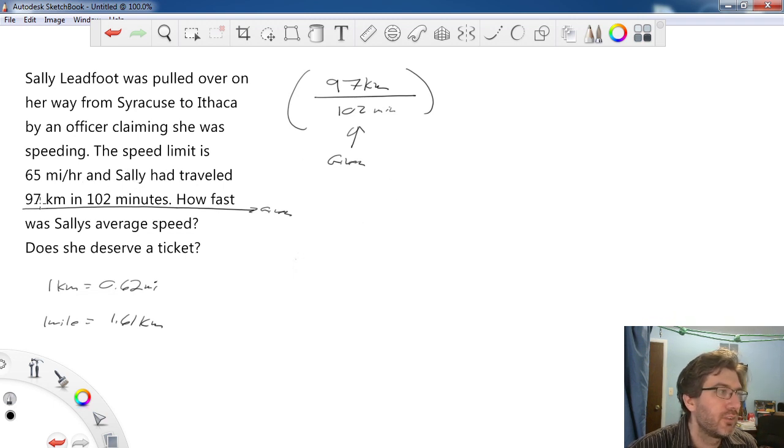It's asking you to take kilometers per minute. So it's asking you to go from kilometers per minute and make that miles per hour. So you want to take kilometers to miles and minutes to hours.